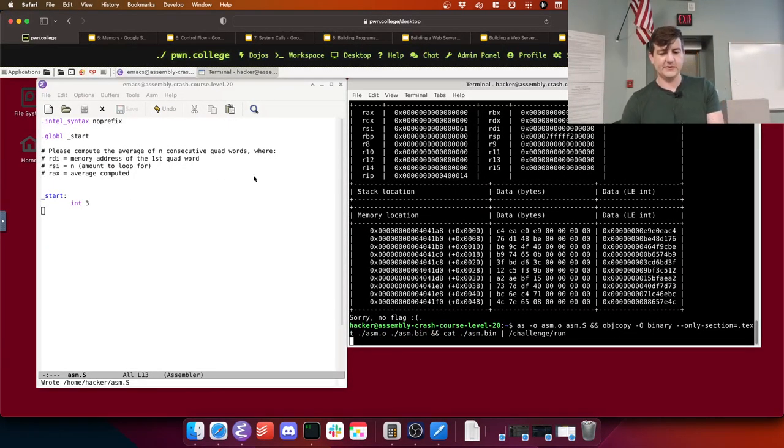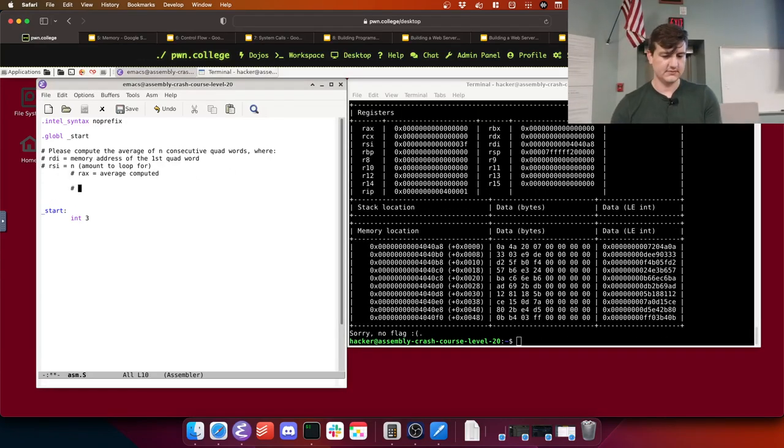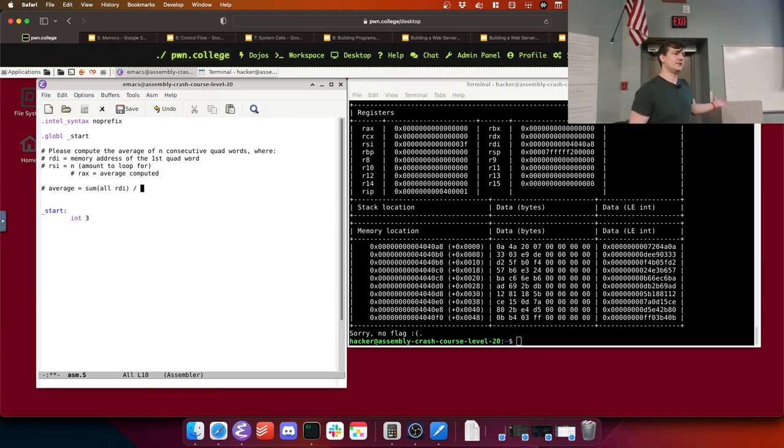Okay, but this is what we need to do. Please compute the average. So what's the formula for the average? The sum divided by the number of numbers. So the sum of all of them, divided by n. If you've reached this point up to this level, if you're not here, that's okay, you'll get here. If you reach this point, you've done division. You've actually done the average, so you know how to do the average.